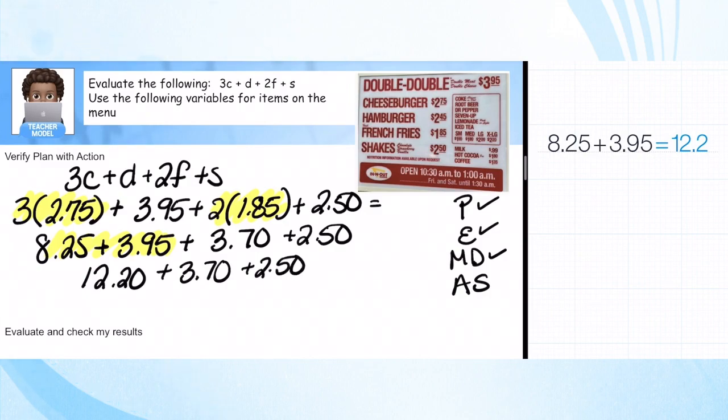All right, I'm still going to go from left to right. So I'm going to add these two together. And I actually don't need a calculator for this one. This would be 12 plus 3 is 15, and 20 plus 70 is 90 cents. And I'm not using a calculator. I didn't have to do any regrouping. And now I have our final step, $15.90 plus our 50 cents.